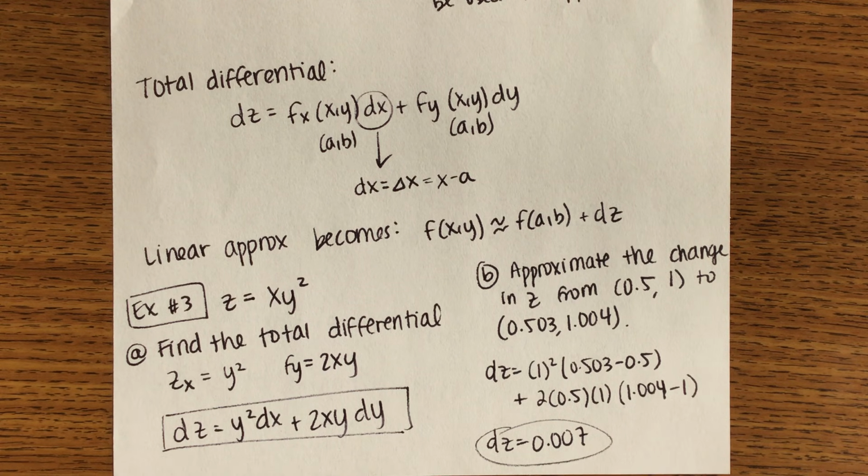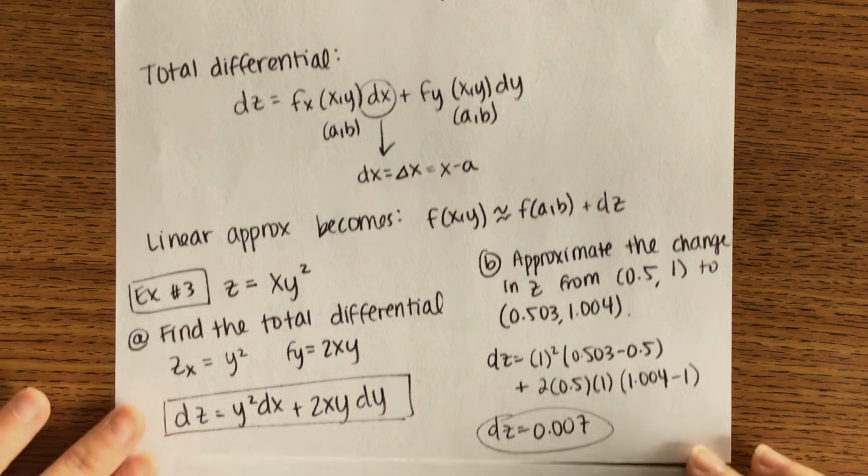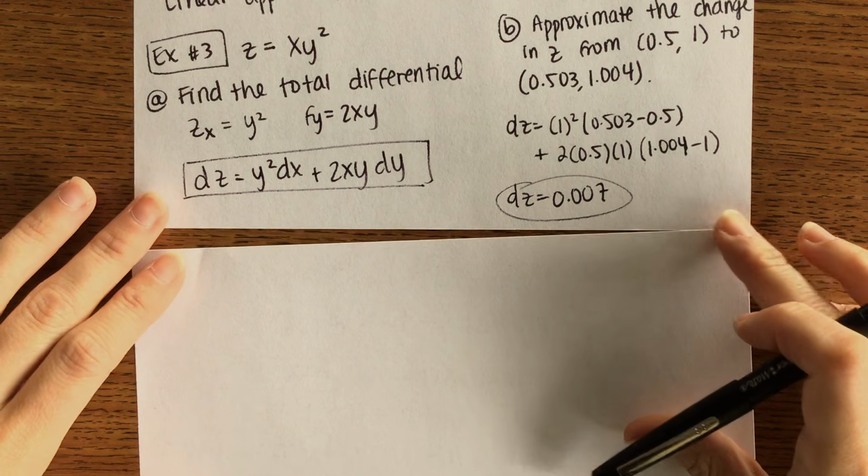Okay, I had us do another one just where we got a negative dz. What does a negative dz mean? Z is decreasing. Z is decreasing, yeah. And then we have one more part to do.